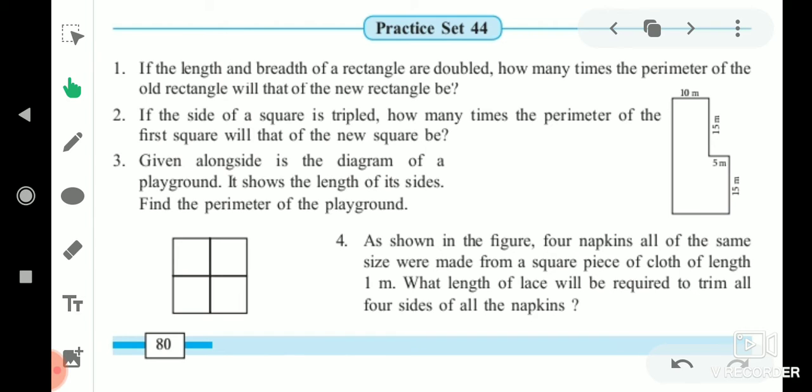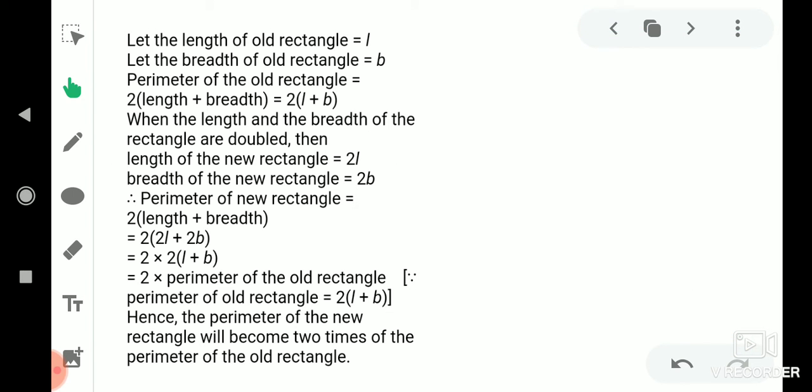So suppose the initial length and breadth of the rectangle are L and B, and if we double the length and breadth as 2L and 2B, then what will be the perimeter of the new rectangle? What is the comparison of the perimeter of the new rectangle with the old rectangle? So let the length of the old rectangle be L, breadth of the old rectangle be B. Then the perimeter of the old rectangle is 2 into L plus B by the formula.